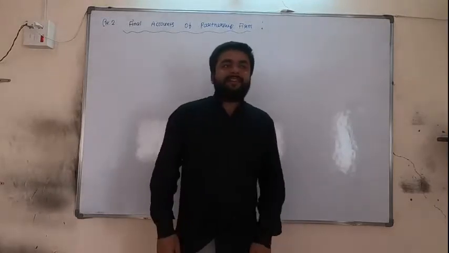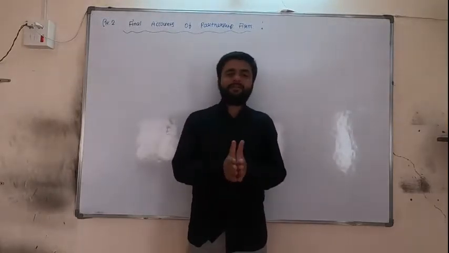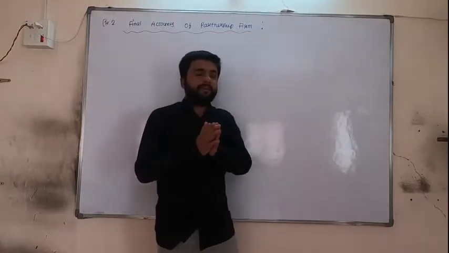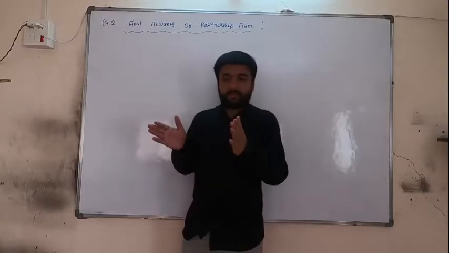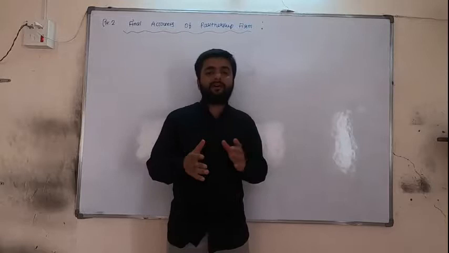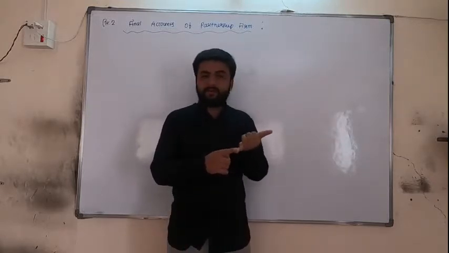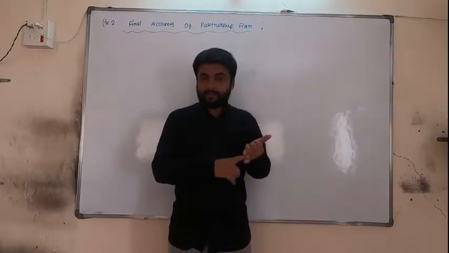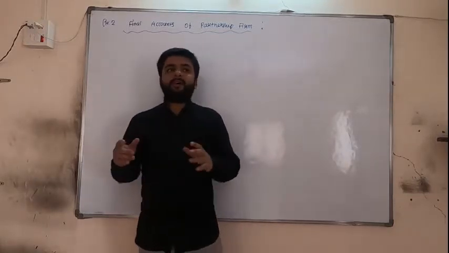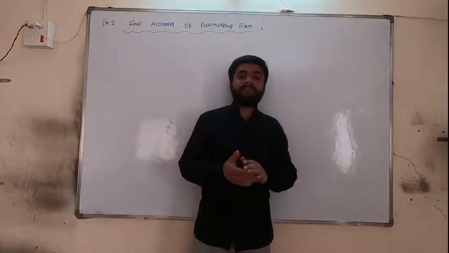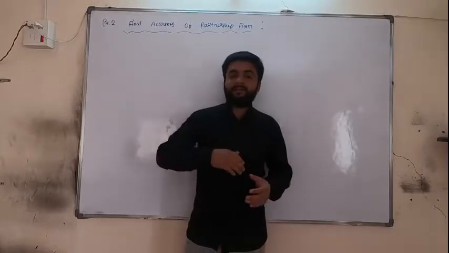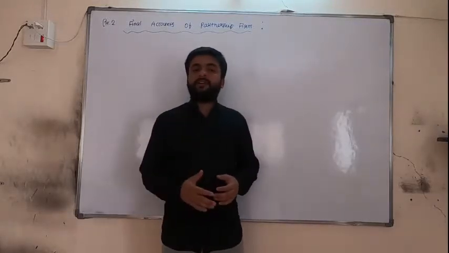Hello friends, in our previous lecture we discussed and started our chapter number 2. We were discussing the formats of each account, and in that we discussed 5 accounts: trading account, profit and loss account, profit and loss appropriation account, partners' capital account, and partners' current account. We discussed in detail what transactions are included in these accounts and how to remember them. Now we are going to see the format for a balance sheet.